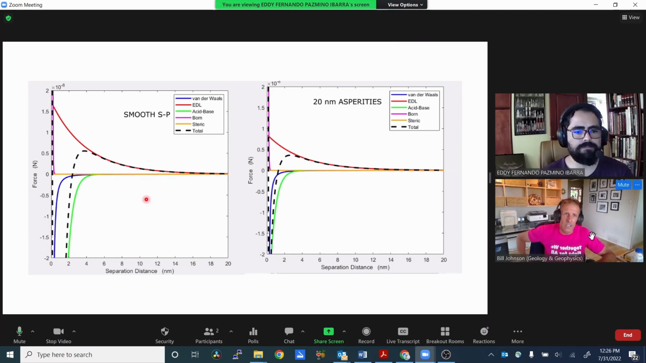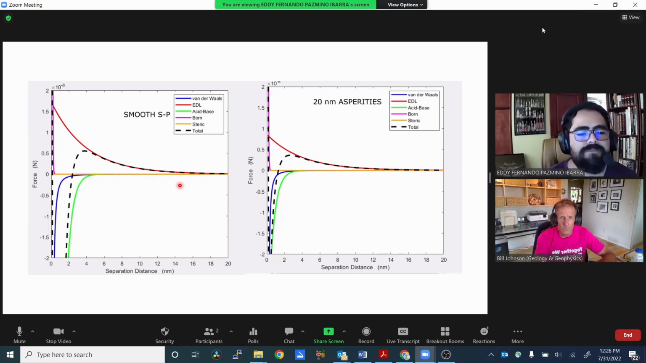This is Bill Johnson and Eddie Pazmiño. We just want to say a few words about the effect of roughness on the XDLVO profiles and to make note of an issue that arises if you've got strong steric interactions. So Eddie, why don't you lead them through the roughness piece?